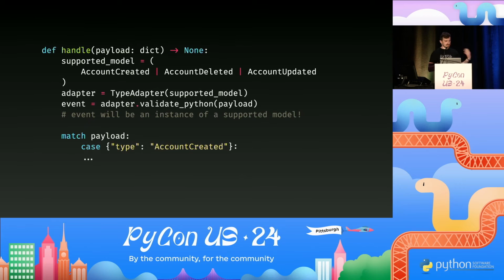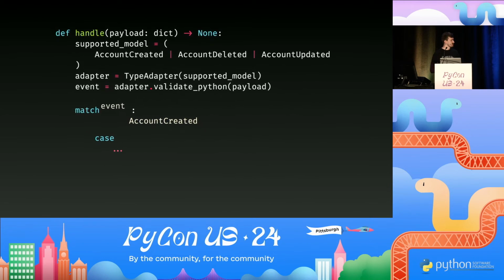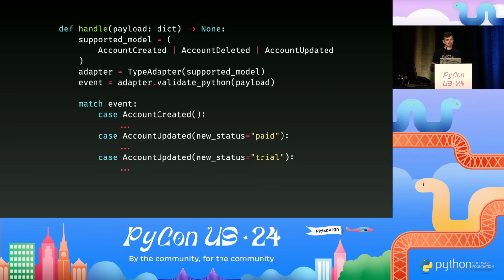And eventually, on the adapter, we can call a method called validate_python, pass the dictionary inside, and we know that the event will be an instance of one of these three models in this case. If it doesn't fit, it will raise a validation error or exception, I don't remember exactly. The bottom line is that you can actually do this pattern matching using Pydantic, and only once. And if you still have to control the flow depending on the type, you can now use pattern matching on types.